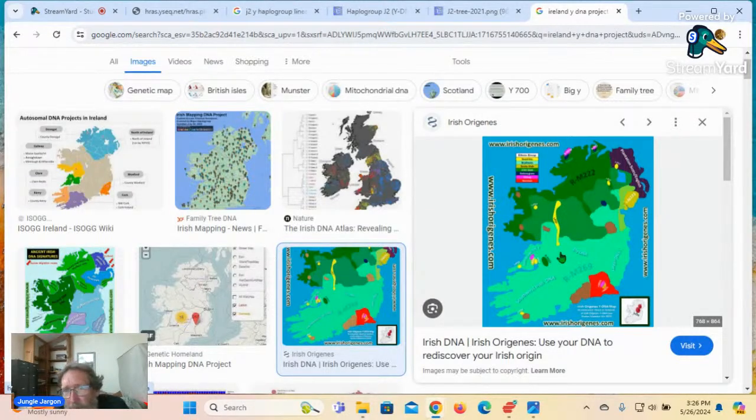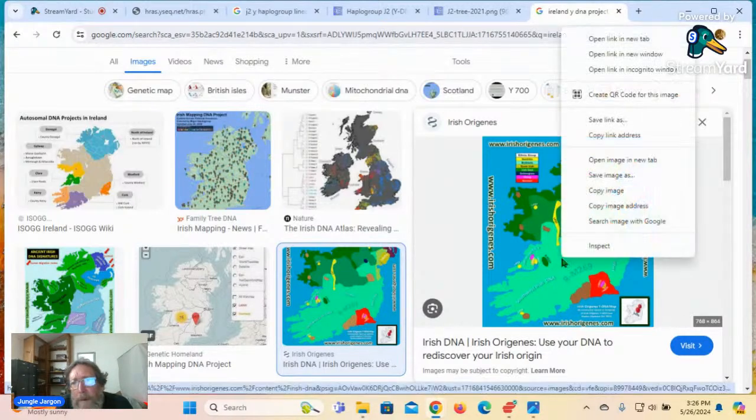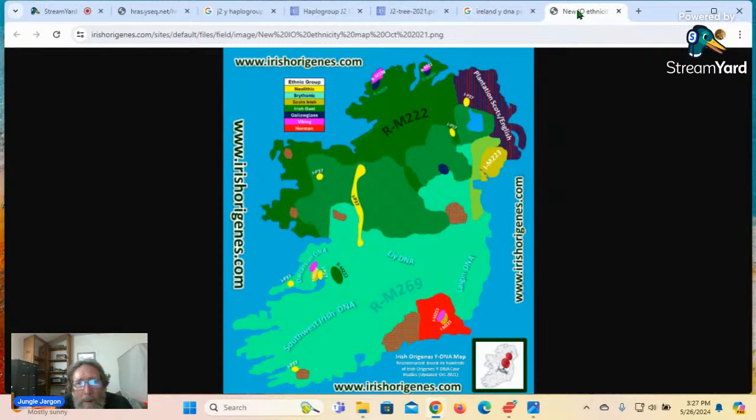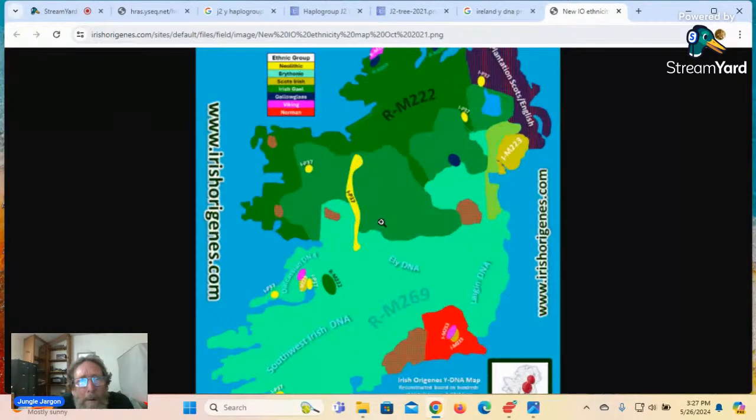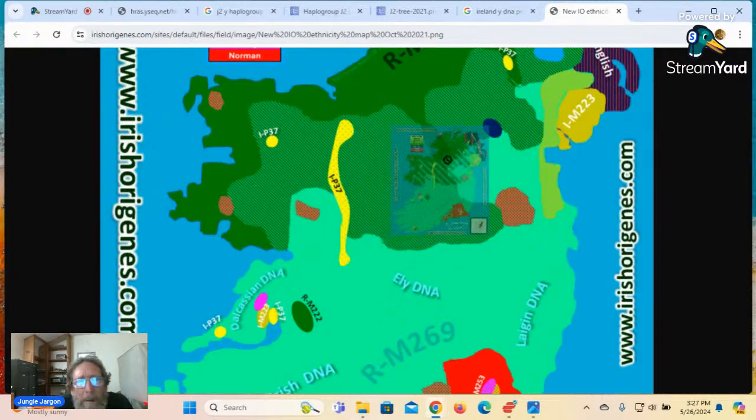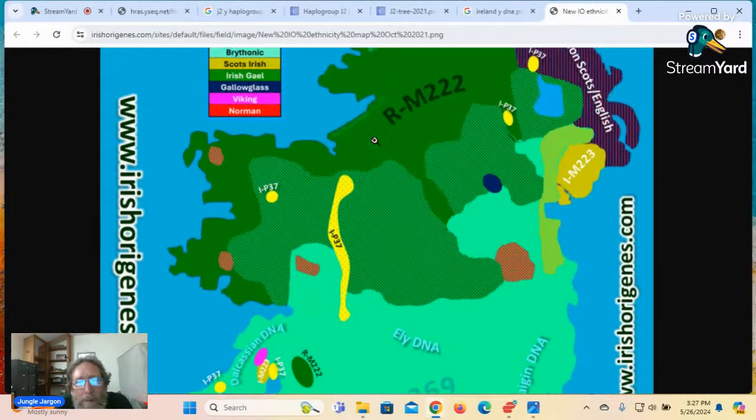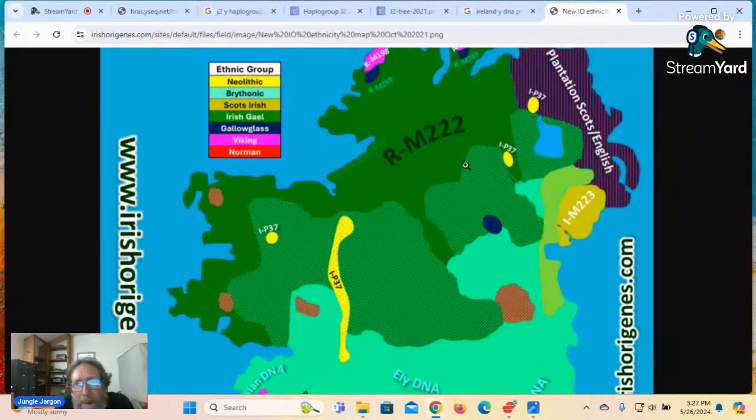Okay, there's an R-M222, which is the majority of the population, the descendants of Niall. We'll just open image in new tab and look at it here. So, wow, I'm even learning more. Scots Irish M223. Oh, Scotch Irish is M223. That's the other lineage of, is it? Wow.